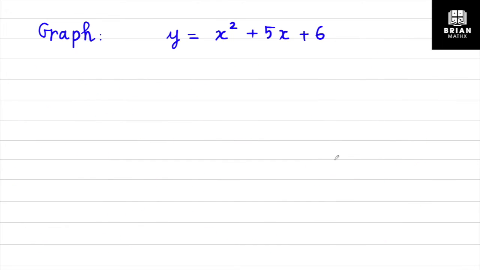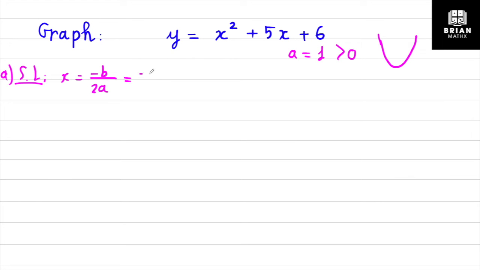Move to the second example. You've got here x squared plus 5x plus 6. So the value of a is equal to 1, positive, so concave up, a smile like this. The second step, you find the symmetrical line. The formula of the symmetrical line is negative b over 2a. That's why you get negative 5 over 2 multiplied by 1, which is negative 2.5.